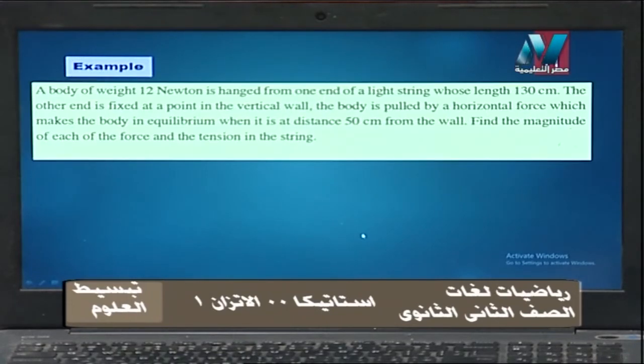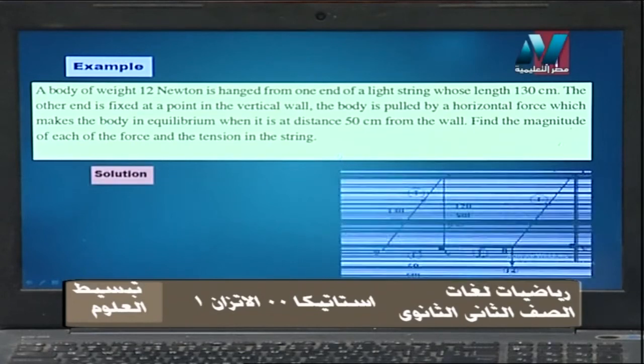Example: a body of weight 12 Newton is hung from one end of a light string whose length is 130 centimeter. The other end is fixed at a point on the vertical wall. The body is pulled by a horizontal force which keeps the body in equilibrium. It's important to say equilibrium. When it is at a distance 50 centimeter from the wall, find the magnitude of each of the force and the tension in the string. Pay attention to the drawing here.